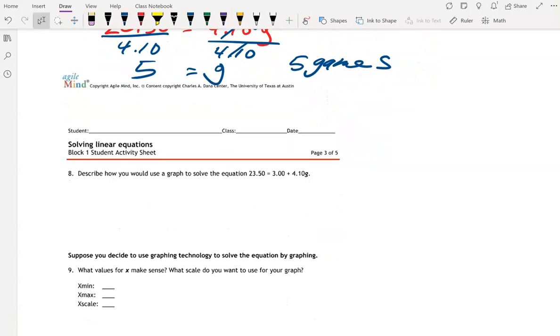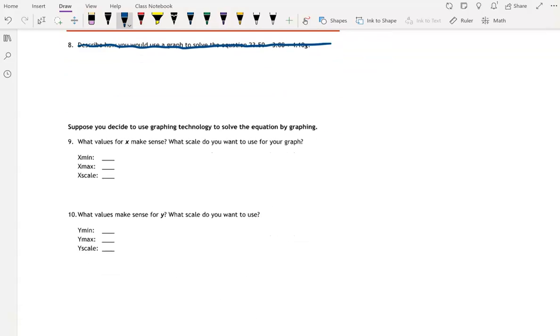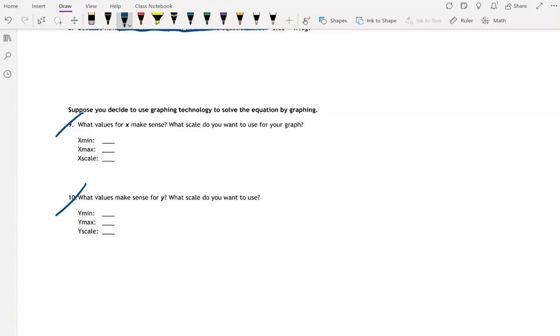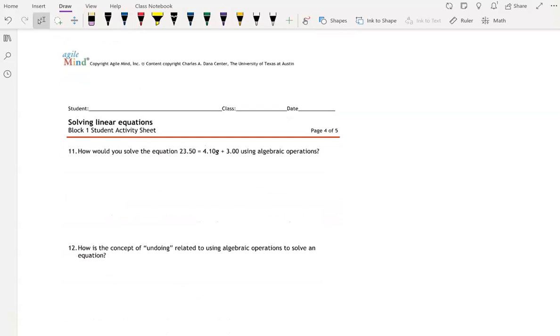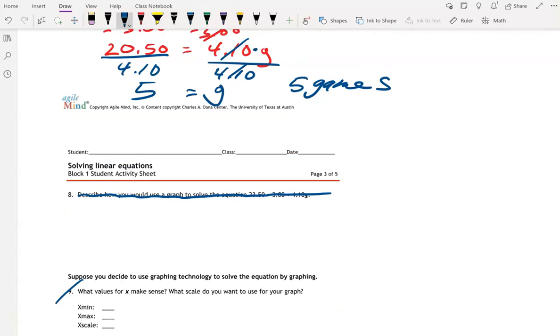Okay, and we're not going to use a graph to solve that. We aren't going to do number 9. We aren't going to do number 10. And we've already solved $23.50 equals $4.10 per game plus $3. We've already done that using algebraic operations up here.